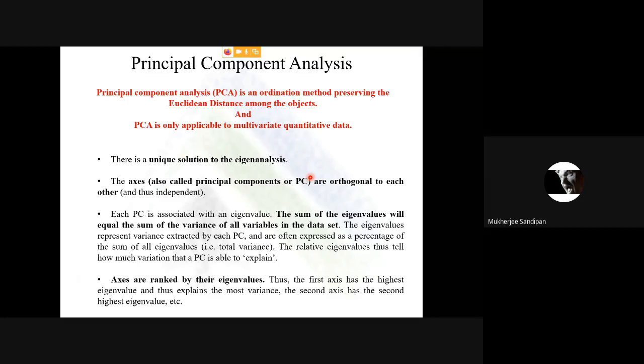In PCA, there is a unique solution to the eigen analysis. The axes in PCA are called principal components. They are orthogonal to each other. Orthogonal is a mathematical term.